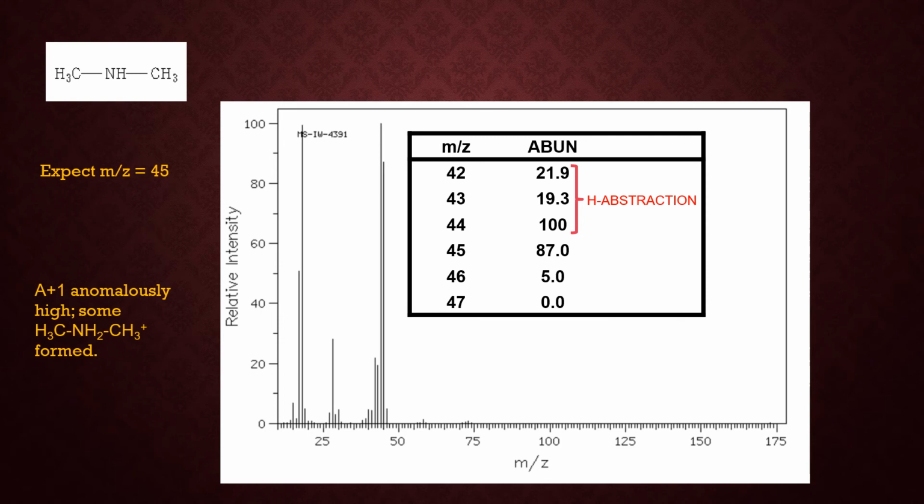The A+1, if I look at that, it's inconsistent with what I would expect. It's about twice the value I would really expect for a 2-carbon compound. And it's probable, since it's one AMU higher, that somewhere in the analyzer there's chemistry taking place, and I'm getting a little bit of dimethylamine formed with an added proton on the nitrogen.